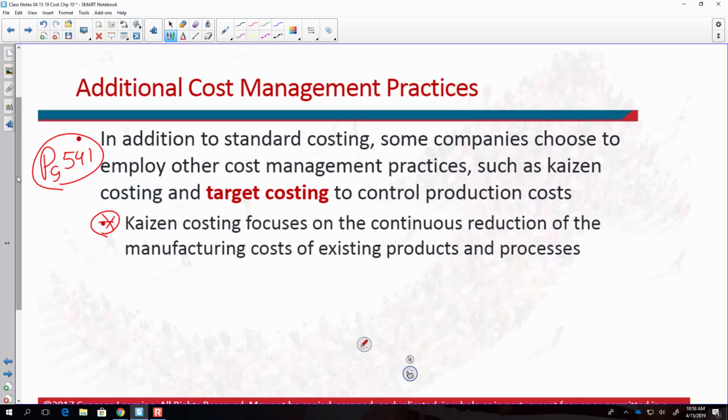Yep, it's huge. And remember, standard costing helps us with this reduction, right? It helps us focus on whether it's the price that we're having trouble with, or the usage that we're having trouble with. How can we reduce that unfavorable variance? How can we reduce our cost per unit? Kaizen here, as the book says, means continuous improvement.